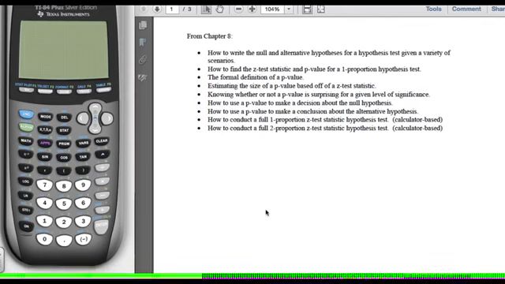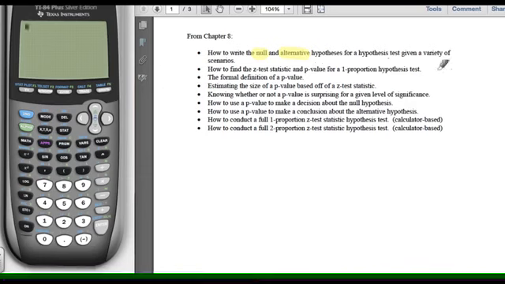Continuing on, we're going to look at some important bullet points to be familiar with for Chapter 8, and that dealt with hypothesis testing. So first off, you need to know how to write the null and alternative hypotheses for a hypothesis test if you're given a variety of scenarios.